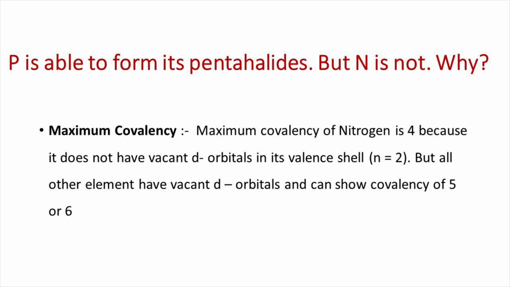Why? The maximum covalency of nitrogen is 4 because it does not have vacant d orbitals in its valence shell. But all other elements have vacant d orbitals and can show covalency of 5 or 6.